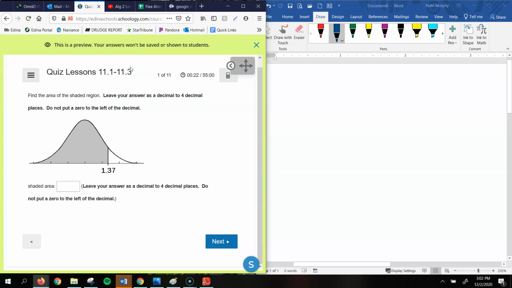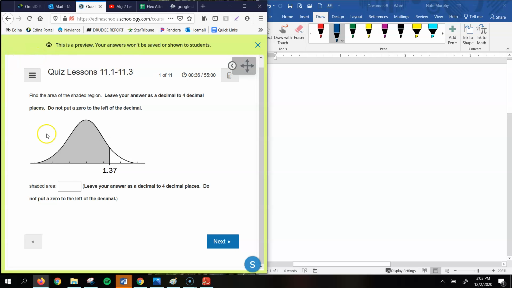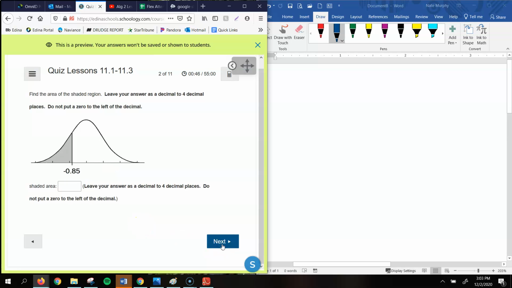Now I don't have the table in front of us here, but you can look at it on your own. If you look at 1.37, looking at mine here, we get 0.9147 is what the area to the left of that would be. So 0.9147 would be your answer for that one there.